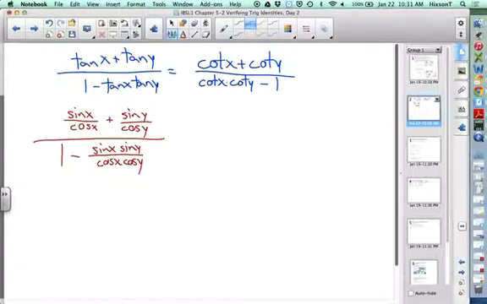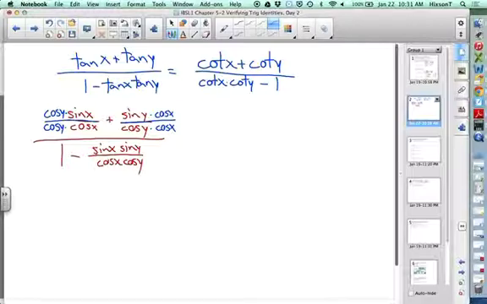Now, whenever we have mixtures of fractions, we said probably the best thing to do is try to get one fraction in the numerator and one fraction in the denominator, and that would allow us to flip and multiply, do the division. So in this case, I'm going to multiply by cosine y over cosine y, and over here, I'm going to multiply by cosine x over cosine x. That will give me a common denominator for the numerator.